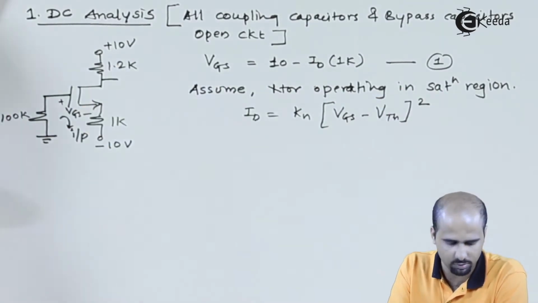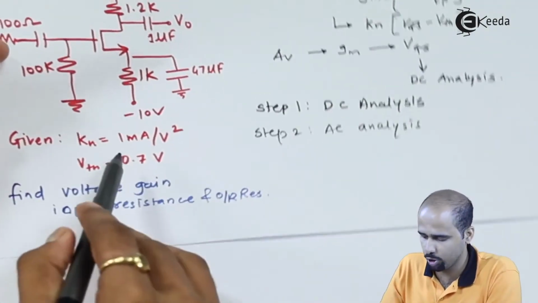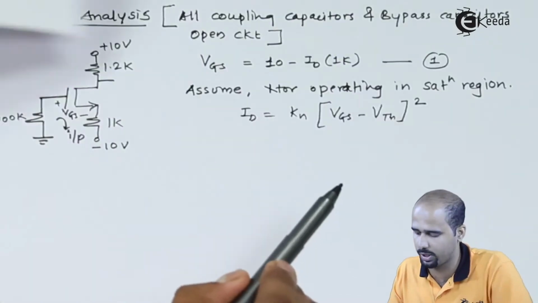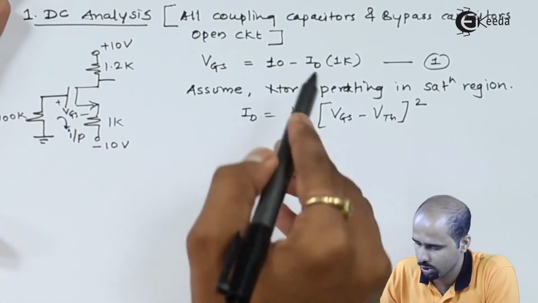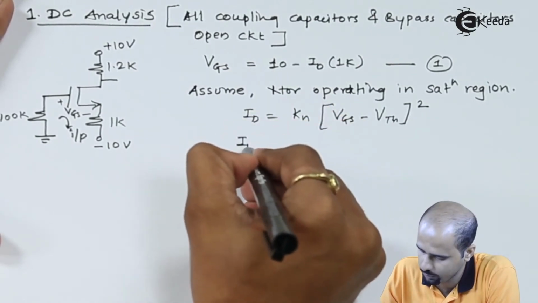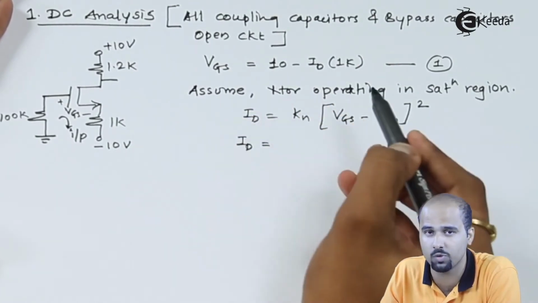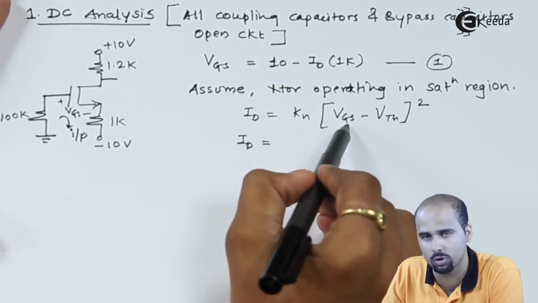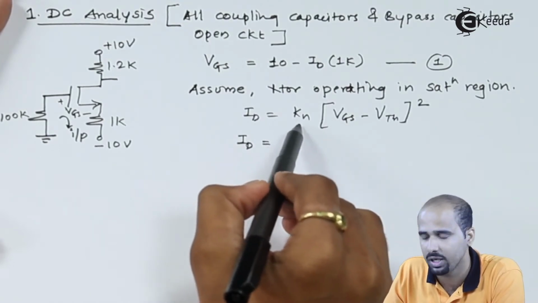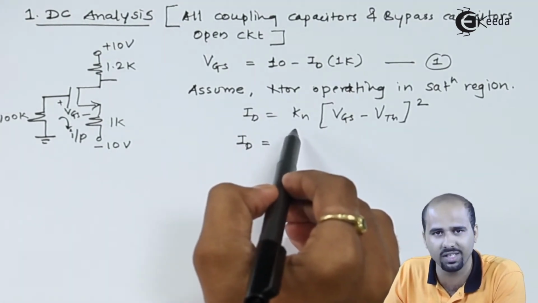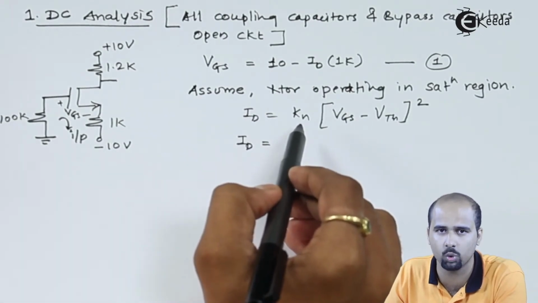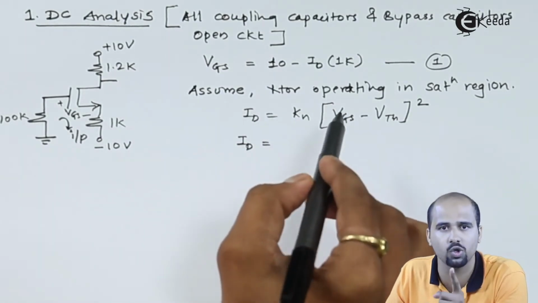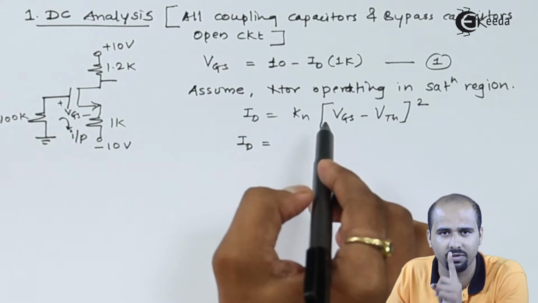The value given is VTH equal to 0.7 volts and Kn equal to 1 milliampere per volt square. So we'll just use these values over here. We'll get to know the value of ID in terms of a quadratic equation. So solve this quadratic equation using VGS equal to 0.7 and Kn equal to 1 milli, and come to me once you get the values of ID1 and ID2. Pause this video and start calculating the values of ID1 and ID2 by this quadratic equation, and then come to me.